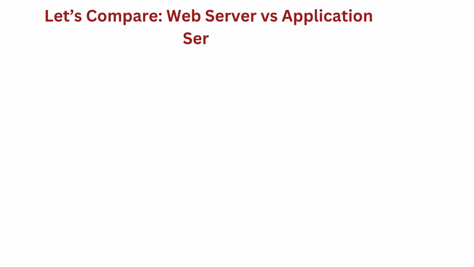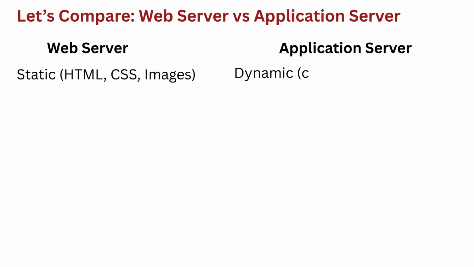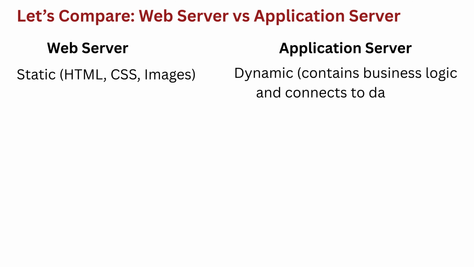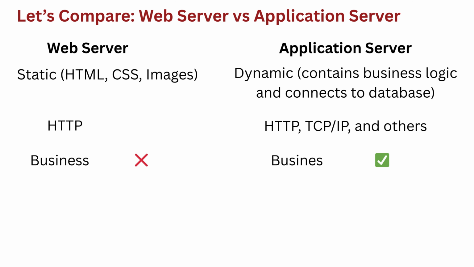Now, let's compare what's the difference between a web server and an application server. Web server delivers static content like HTML, CSS, and images, whereas application server delivers dynamic requests, contains business logic, and connects to database. Web server uses HTTP protocol, whereas application server uses HTTP, TCP, or IP protocols. Web server does not handle business logic, whereas application servers have business logic.